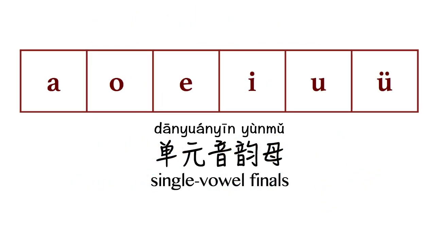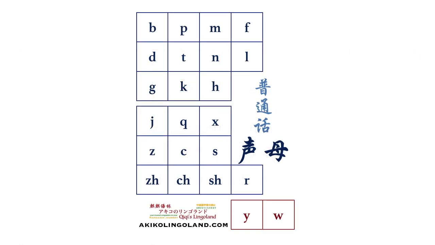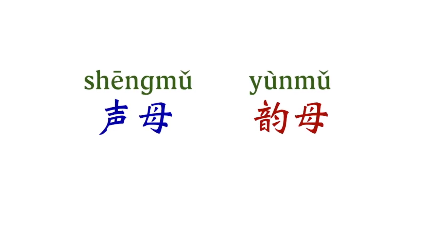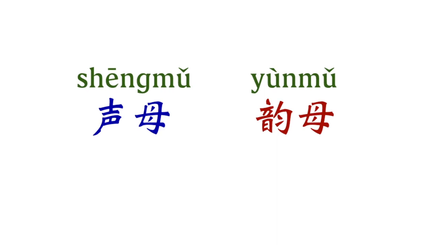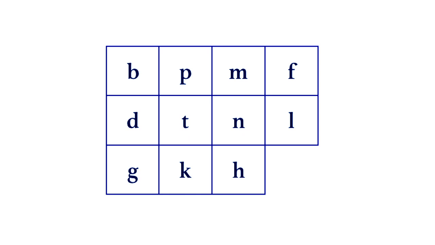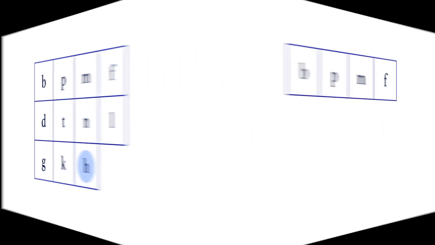In the last lesson, we did the 6 basic single vowel finals, 单元音韵母. Today, let's look at a few initials, 声母. As I mentioned in the last video, in Mandarin, instead of talking about consonants and vowels, we use the terms initials, 声母, and finals, 韵母. The initials we're learning today are 波, 坡, 摸, 佛, 的, 特, 呢, 了, 个, 可, 和. Let's look at the first set.